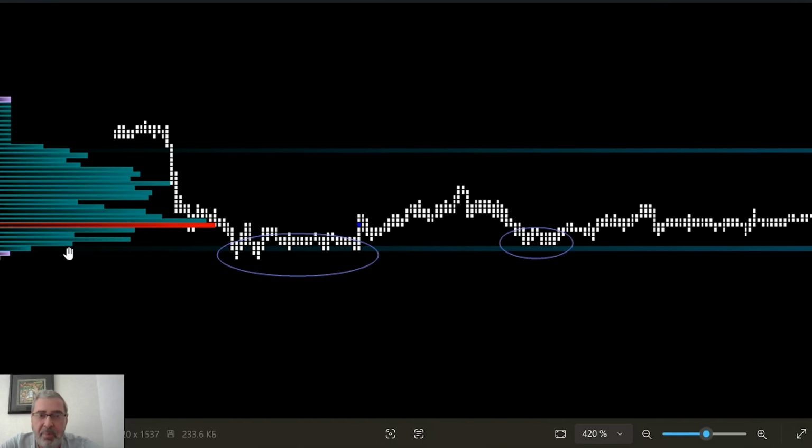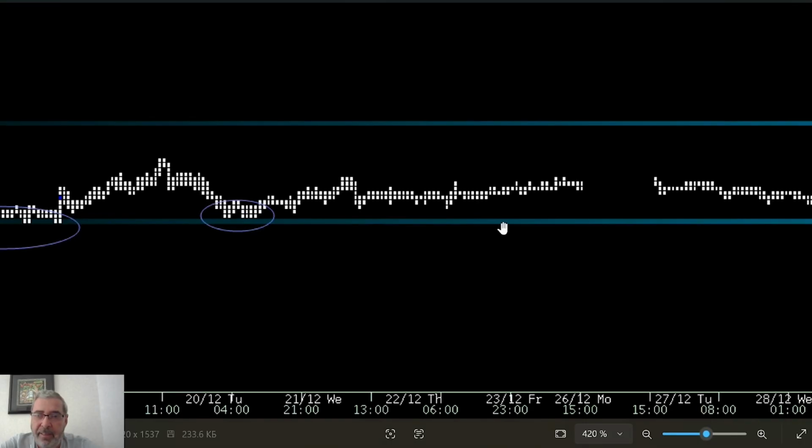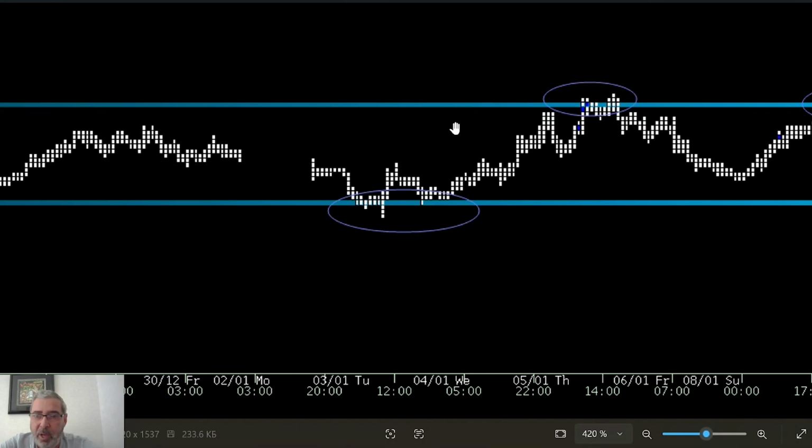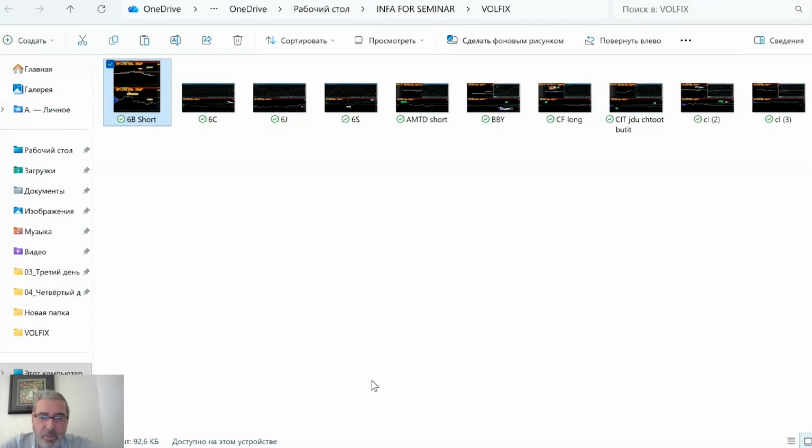Volumes immediately start dropping at the channel's boundaries. There's a very strong limit player there, and here at this boundary, we also have the smallest volume. See, look at what's happening. We're moving from one boundary of the channel to the other. There are tons of setups like this.